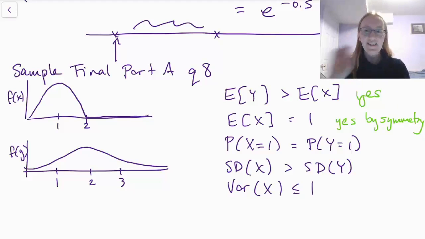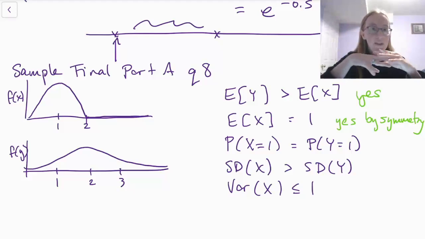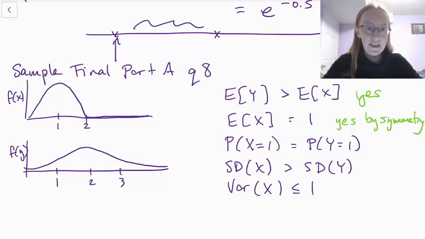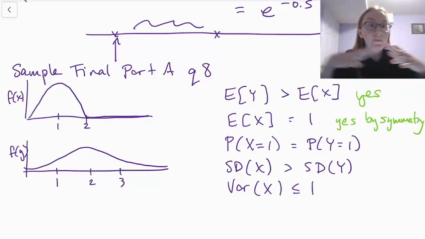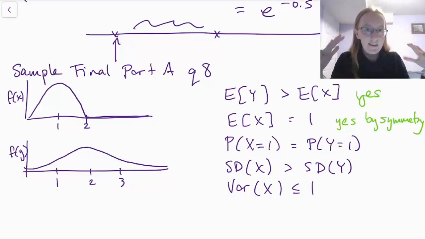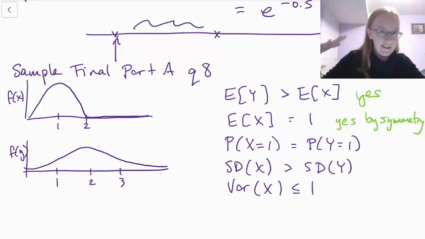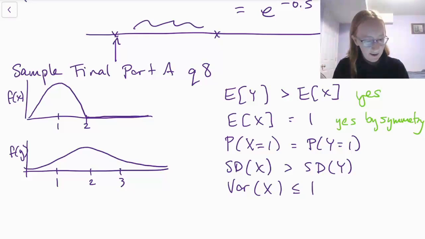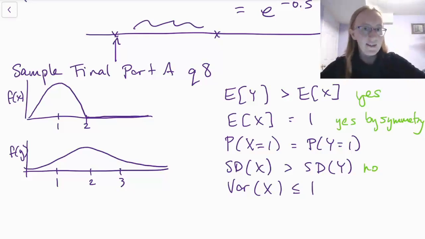So standard deviation of x is greater than the standard deviation of y. Well, standard deviation measures how spread out things are around the mean. And very clearly from looking at these two graphs, instantly, without any calculations, you can tell that y is more spread out around its mean than x. X is pretty concentrated, and y is pretty spread out. So that's definitely false. Clearly, the standard deviation of y is wider than the standard deviation of x.